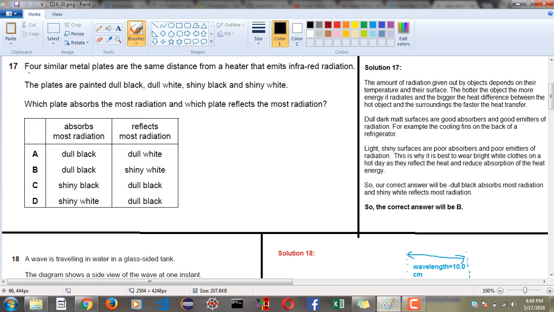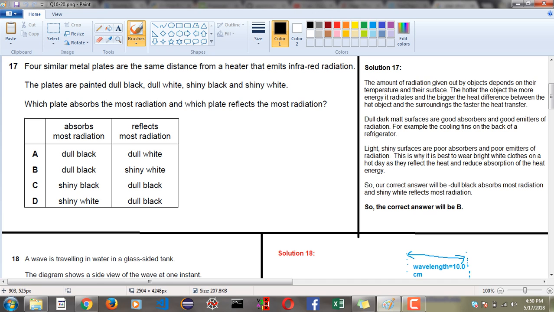Here we are asked, four similar metal plates are the same distance from a heater that emits infrared radiation. The plates are painted dull black, dull white, shiny black and shiny white. Which plate absorbs the most radiation? Which plate reflects the most radiation? We need to understand how different surfaces act towards radiation.